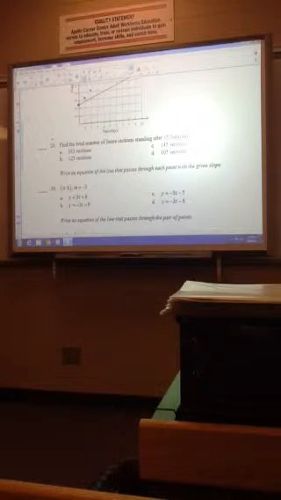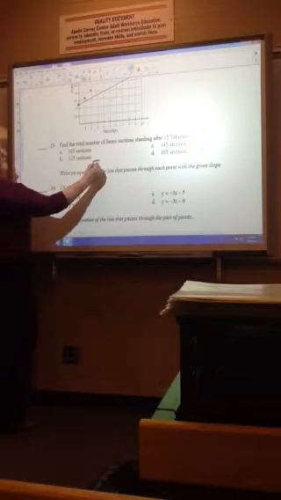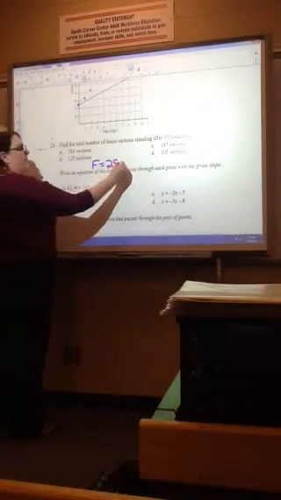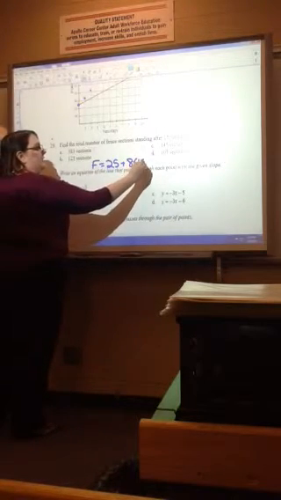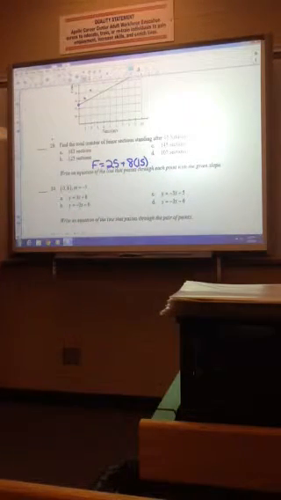Okay. So 29. Find the total number of fence sections standing after 15 Saturdays. So our fences, we had 25 plus 8 every Saturday, and they just told us there were 15 of them. 15 Saturdays. So how many fence sections does he have up? C.